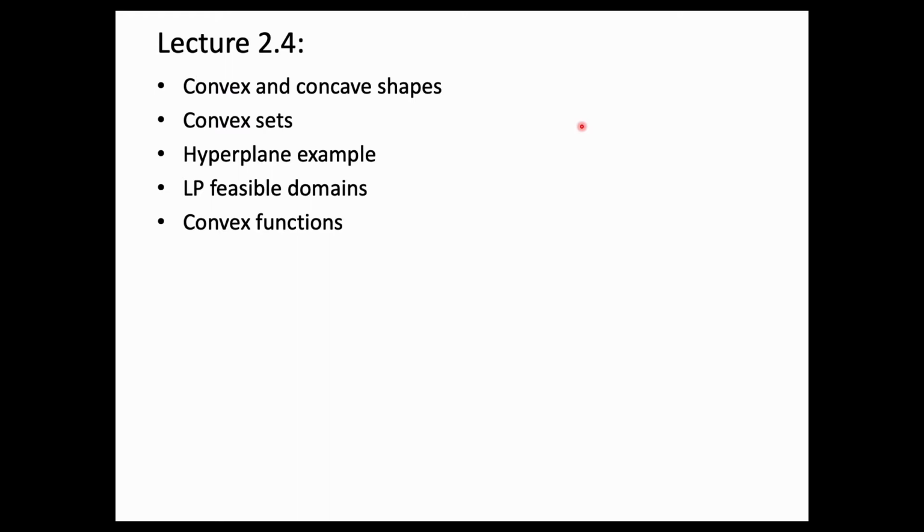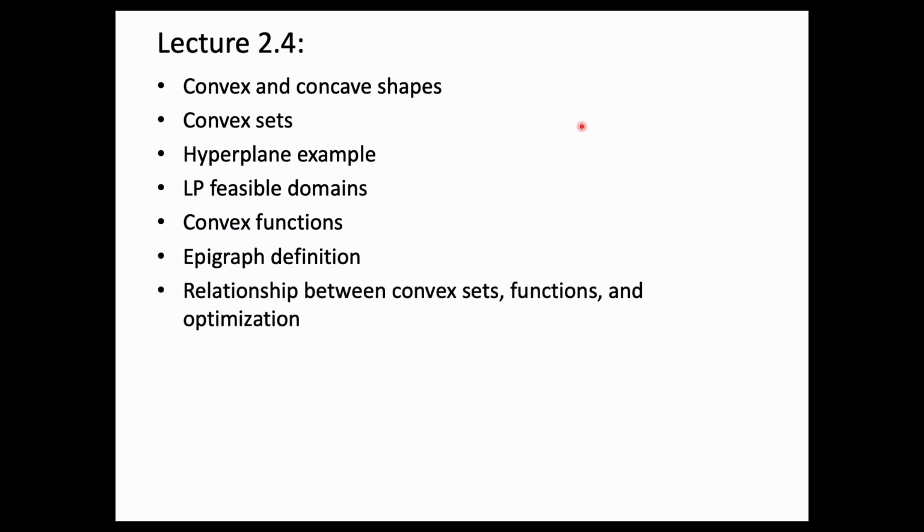There is a relationship that we're going to see between convex sets and convex functions, and both of these are important with respect to the mathematics of optimization. We're going to go through what's called an epigraph definition of a convex function, which, at least in my opinion, seems to be a very intuitive way of understanding convex functions. And then we're going to go through the relationship between convex sets, functions, and mathematical optimization.